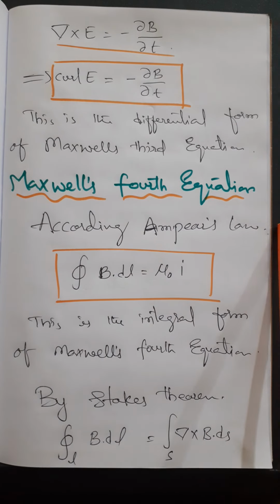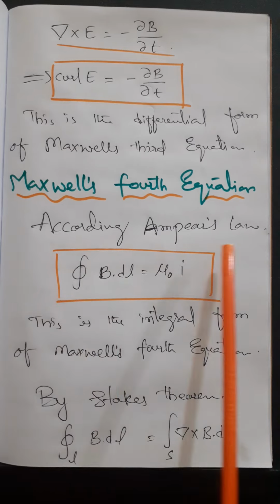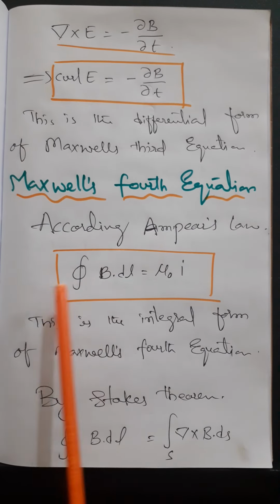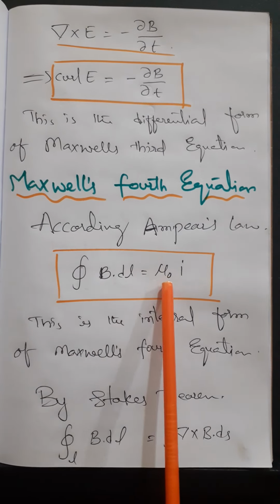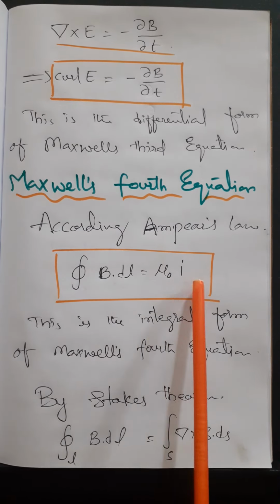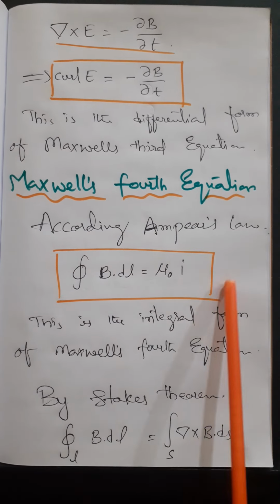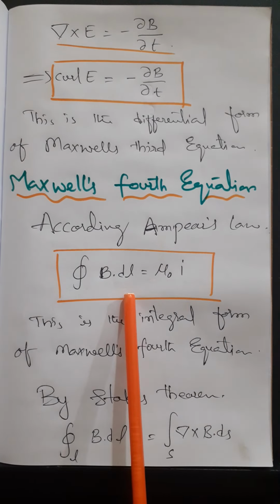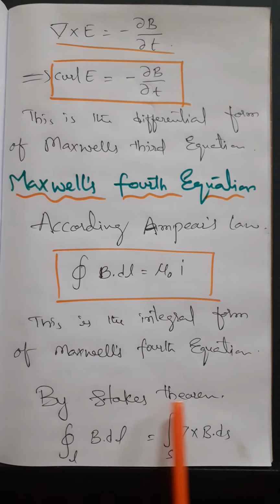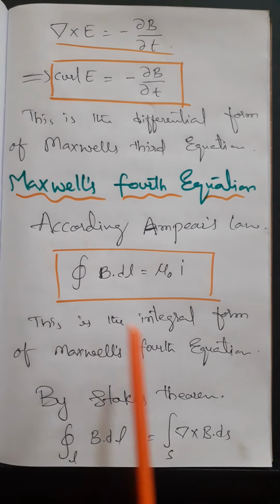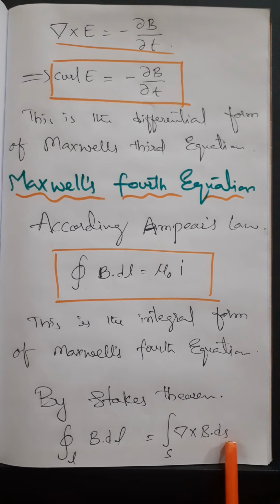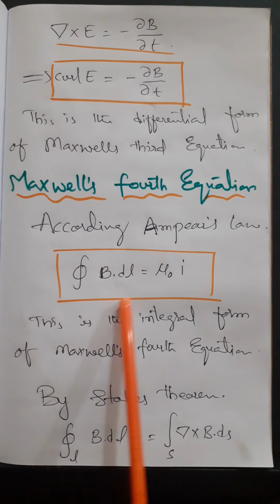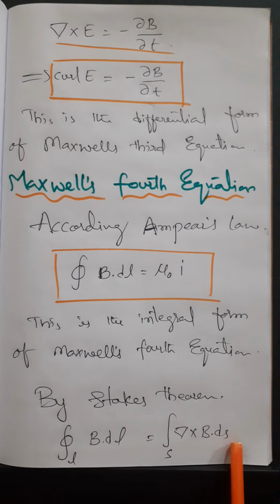Now Maxwell's fourth equation. According to Ampere's law, we can write the line integral of the magnetic field over the closed curve is equal to mu naught times current I. So mu naught I. This is the integral form of Maxwell's fourth equation. Now for the differential form, we take Stokes theorem. This line integral can be converted into a surface integral, written in the form of curl B or del cross B dot ds over the surface.